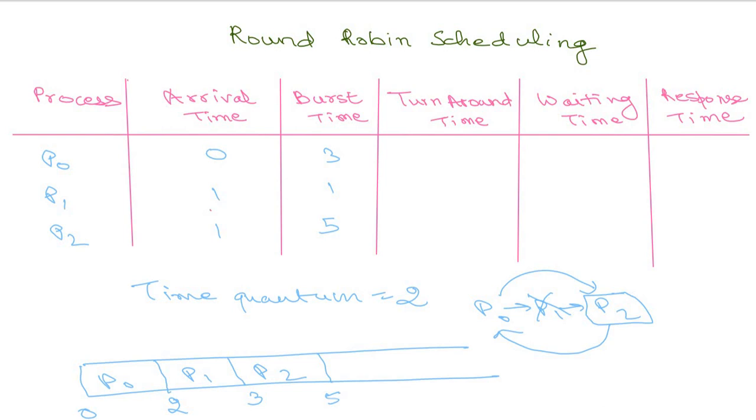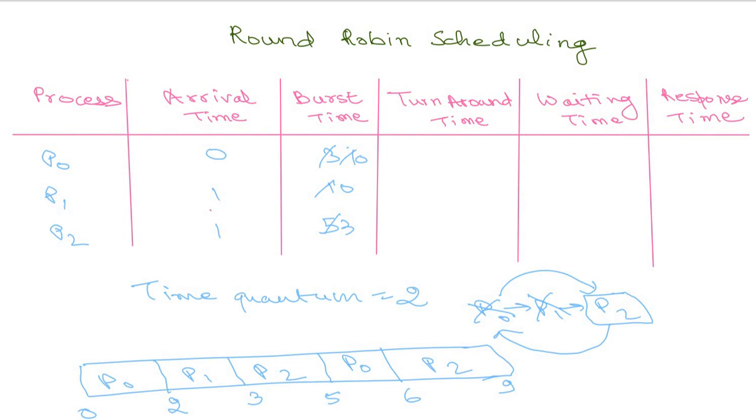Then after P2 gets preempted at 5, we move back to P0. Now after 2 units of time have been completed, 1 remains, and here this becomes 0 and this becomes 3. So P0 takes 1 more unit of time, so it comes at 6. Then after P0 is completed, only P2 remains, so it consumes the whole of its time and then gets completed at 9.